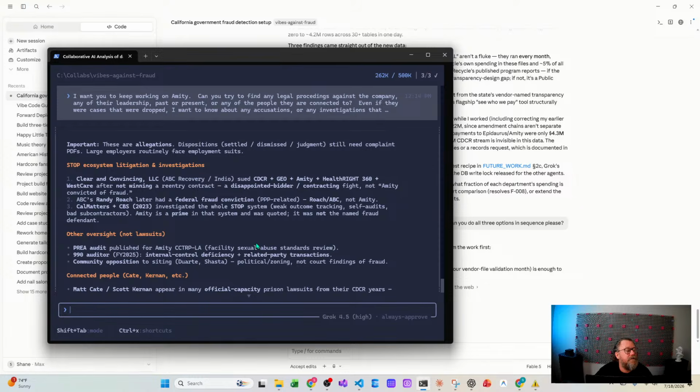Stop ecosystem litigation and investigating. Clear and Convincing LLC sued the CDCR and GEO. GEO, I think, is one of the big public prison companies. They sued them after not winning a reentry contract.